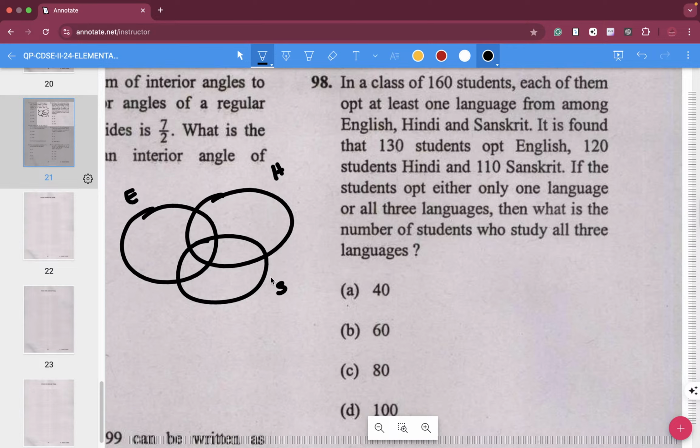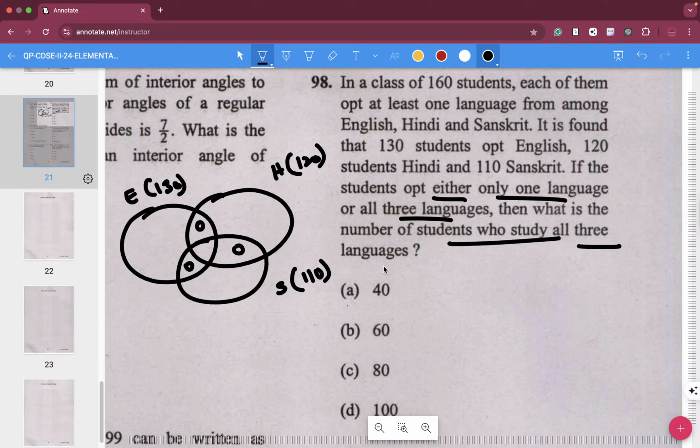It is found that 130 students opt for English, 120 students opt for Hindi, and 110 students opt for Sanskrit. If the students opt for either only one language or all three languages, which means opting for two languages is 0, then what is the number of students who opted for all the languages? I'm assuming that as x.